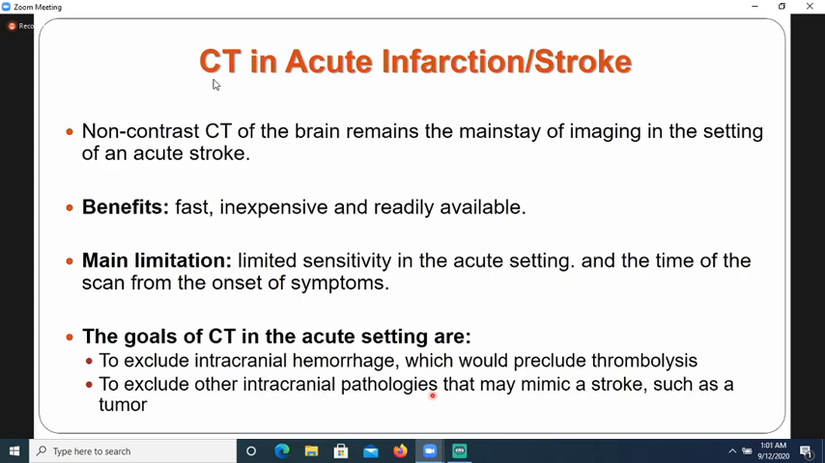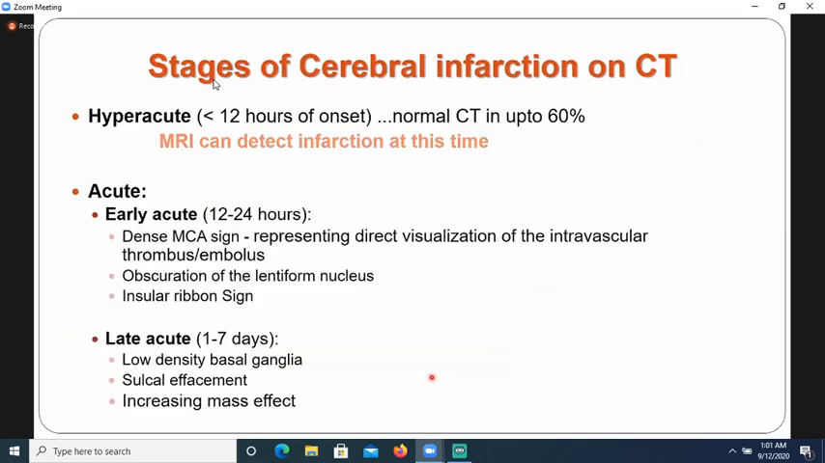Then the stages of acute cerebral infarction on a CT. The first is hyperacute, which means less than 12 hours from the onset of symptoms. CT is normal in up to 60% of cases. In these cases, the MR can detect the infarction. Here, the main role is to exclude intracranial hemorrhage. If there is no intracranial hemorrhage, the patient goes for thrombolysis, and the patient goes for the MRI.